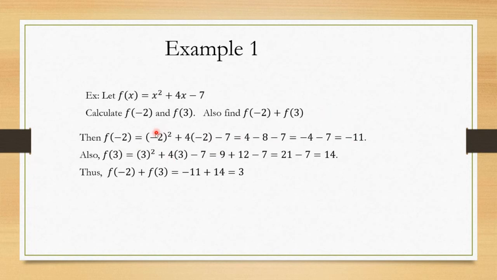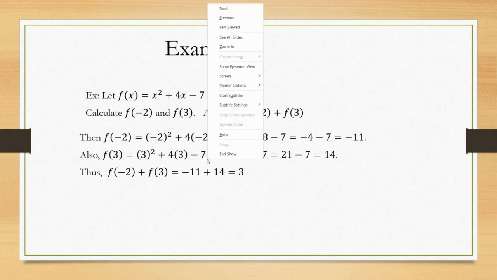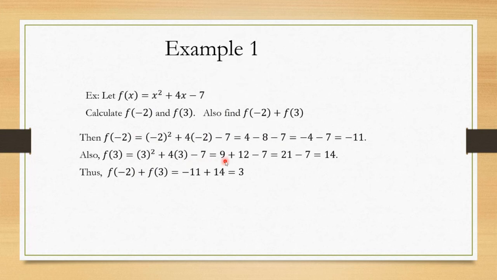F of 3 is the same idea. You're replacing x with 3. So we have 3 squared plus 4 times 3 minus 7, which is 9 plus 12 minus 7, which turns out to be 21 minus 7, which is 14. So what is the sum? Well, f of negative 2 we got is minus 11. F of 3 we got is 14. This sum is minus 11 plus 14, which is 3. That's what we get.